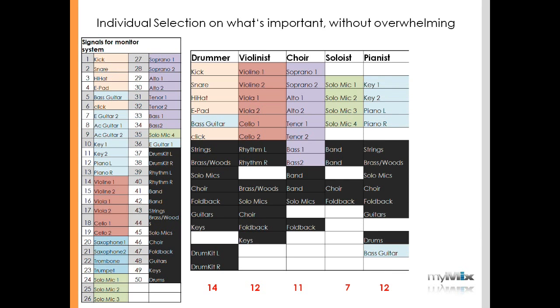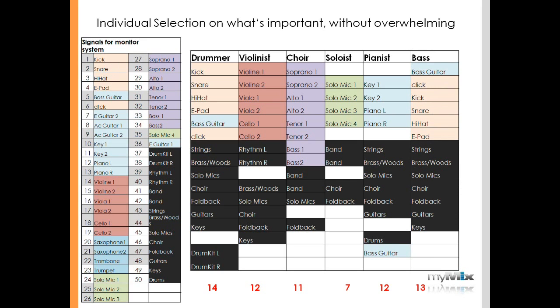Piano and keyboard players have their individual channels available plus submixes of the instrument groups. And the bass player can select individual drum channels if he likes that for his mix. So you see, if you have 50 channels in your monitor mixing system and you apply them right, it makes life for the musicians easier.